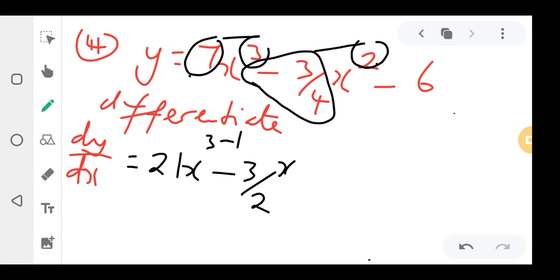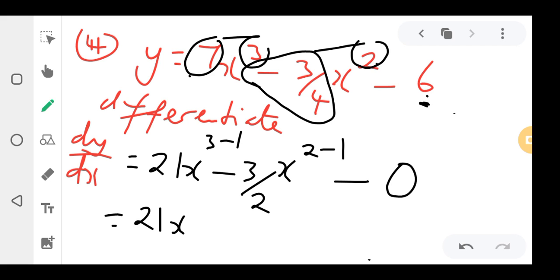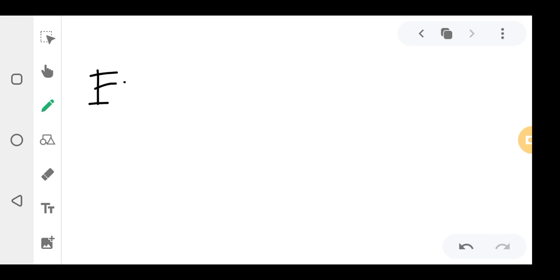And then x to the power 2 minus 1. You always subtract 1 from the power. When you differentiate a number, it is always 0. So that will be 21x power 2 minus 3 over 2x, since 2 minus 1 is 1. It just ends here. Having done that, you can now do the exercise.